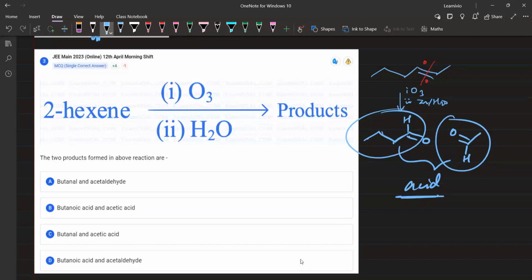You will have 1, 2, 3, 4 carbon atoms, so you will have butanoic acid, and 1, 2 carbon atoms, that is ethanoic acid. So butanoic acid and acetic acid. Okay, so these are the two products that you are going to get. If it was Zn/H2O, then it would have stopped at the aldehyde part. So acetic acid and butanoic acid is the answer. Please write this down. Further oxidation will happen because of O3.